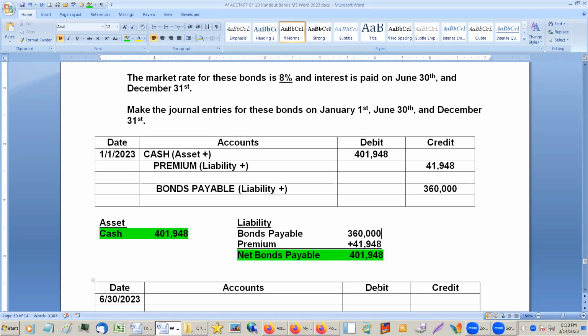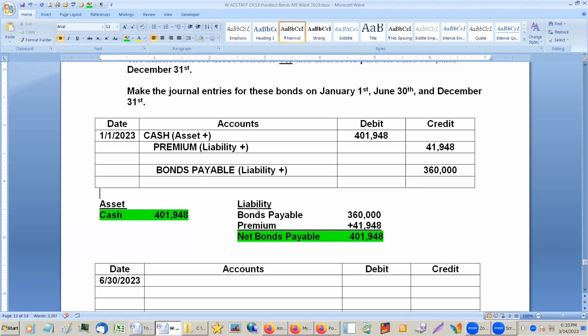So this would be our asset and our liability. And again, they have to equal, else our balance sheet won't balance. So right after we make this, this would be on January 1st. I should put that on the other one. Our bonds payable will be 360. The premium on it will be 41. We'll actually owe 401,948. And that, if you think about it, makes sense.